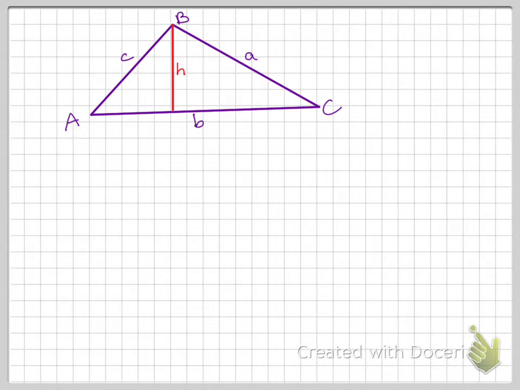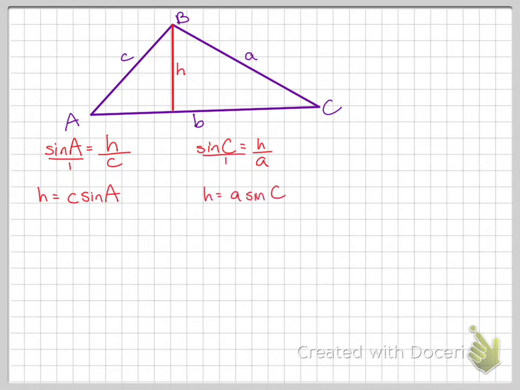So I know sine of capital A is going to equal H over C. Well, I could also do that from angle C if I wanted to. Sine of angle C is going to equal H over A. So if I solve both of these for H, multiply by C, and this cross multiply, I guess, is how you can think about it. H is going to be C sine A. Over here, cross multiply. H is going to equal A sine C. Since those are both equal to H, I can set those equal to each other. C sine A must equal A sine C.